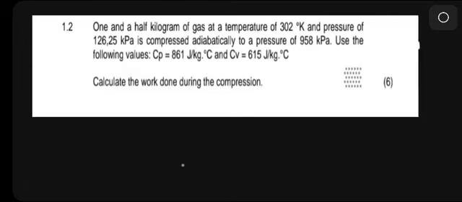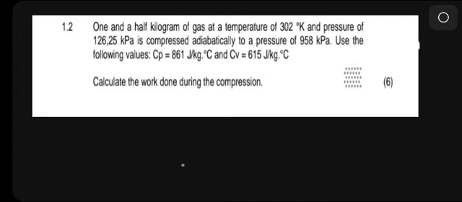We'll be dealing with engineering physics, right? We have been given this typical question 1.2: 1.5 kilograms of a gas at a temperature of 320 Kelvin and pressure of 126.25 kilopascal is compressed isentropically to a pressure P2 of 958 kilopascal. This is T2, and its pressure is P2.